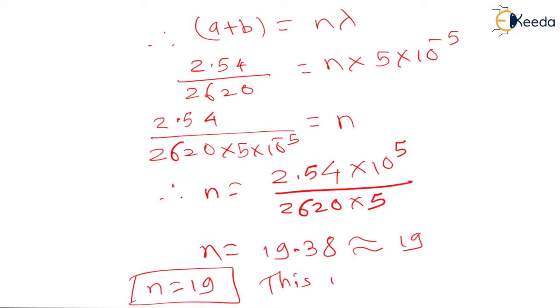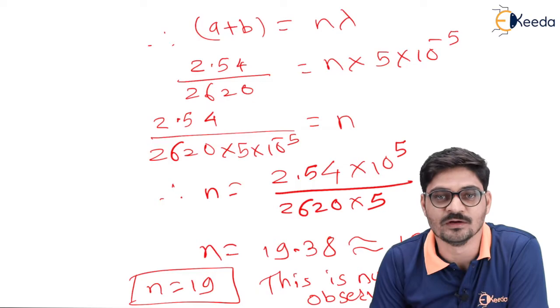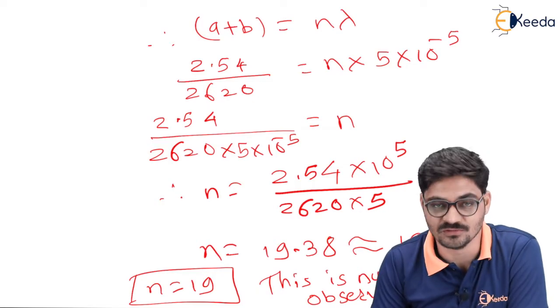This is the number of observable orders, right? So this is how to find the number of observable orders.